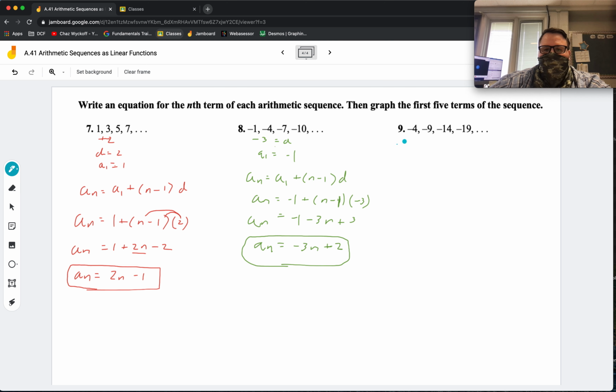And then I'm not going to do number 9 for you, but I will give you what D equals and A sub 1. And then you guys are going to finish the rest. So to get from negative 4 to negative 9, I subtracted 5. Negative 9 to negative 14, I subtracted 5. Negative 14 to negative 19, I subtracted 5. So D equals negative 5. A sub 1 equals negative 4. It's our first term. And then you're going to plug it into this formula here, and then you'll get your answer. And that's what you guys are doing today.